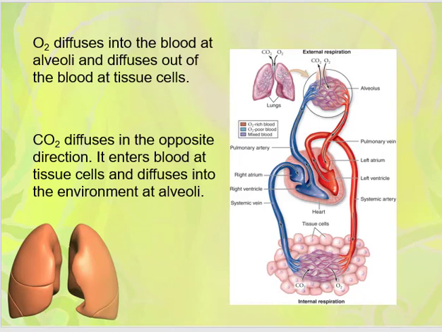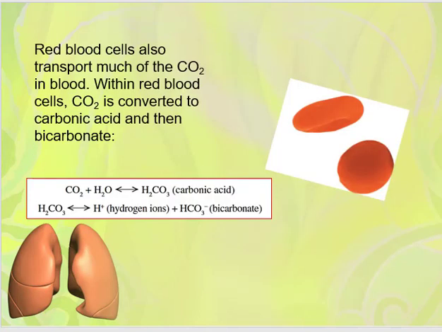Oxygen diffuses into the blood at the alveoli and diffuses out of the blood at the tissue cells. CO2 diffuses in the opposite direction, from the tissues into the blood and then out at the alveoli. Red blood cells also transport much of the carbon dioxide in the blood, and within red blood cells, CO2 is converted to carbonic acid or bicarbonate. This is part of the blood buffer system, so you have a lot of CO2 in here, and you have carbonic acid and you have bicarbonate.